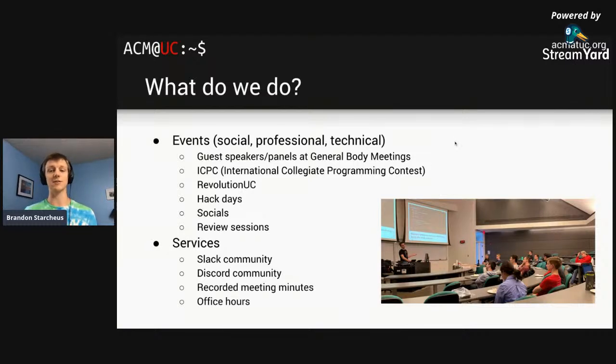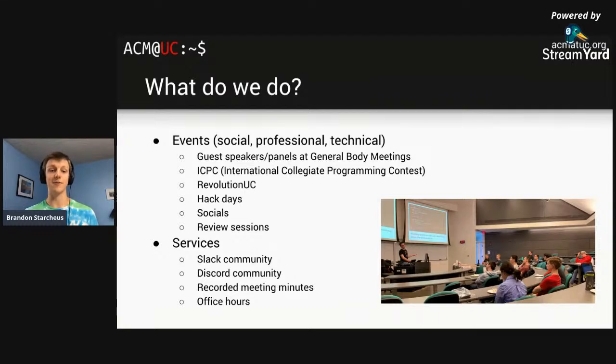So what do we do? Let's expand more on that. In that picture, you can see one of our tech talks. Events in general, we have social, professional, and technical events. We have guest speakers from industry or alumni, and they come in and talk about all the interesting computing topics they work with on a daily basis or just for fun.